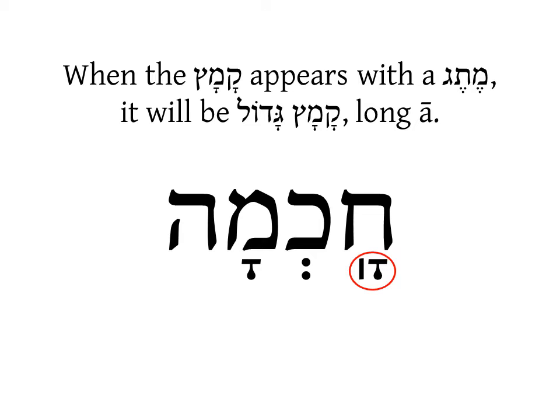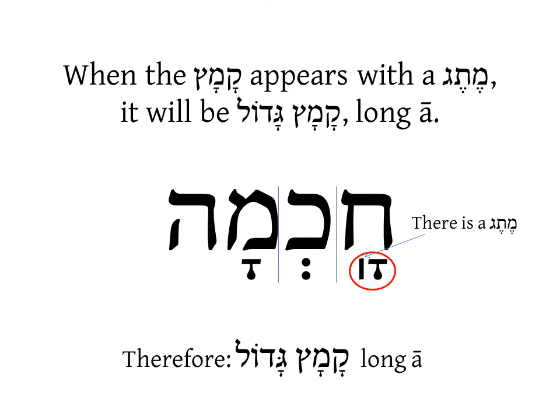Here's an example. In this word, we have a qamats with a metheg next to it. So that says, pronounce it long. Ha-chama. So, with a metheg, we will have a qamats gadol, a long a. Ha-chama.